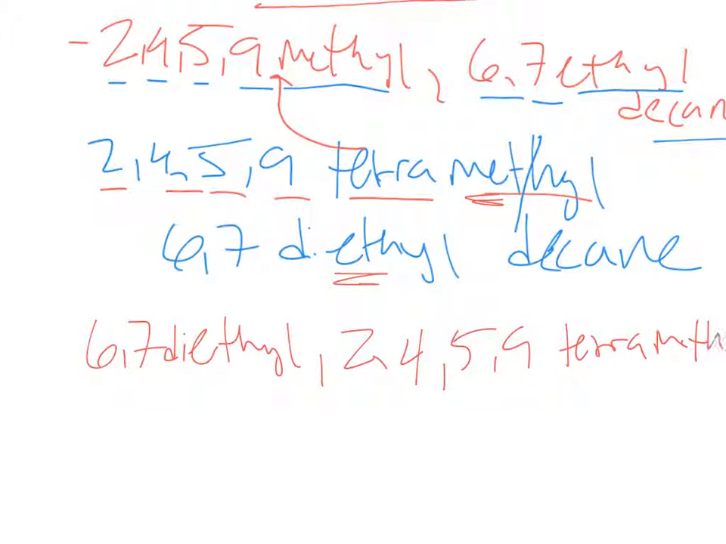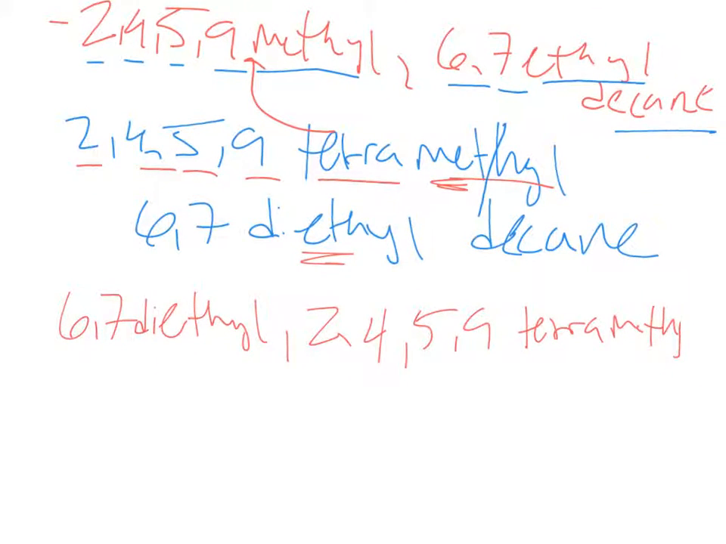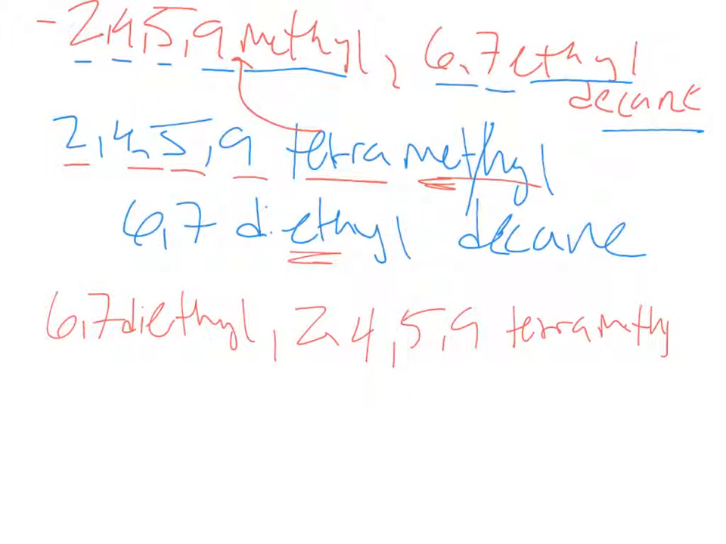Tetramethyl. Okay, running out of room. That's cool. All right. Tetramethyl decane. So this is the IUPAC accepted name for this molecule. It's long and crazy. That's okay. We go with it. It does tell us everything we need to know about this molecule.